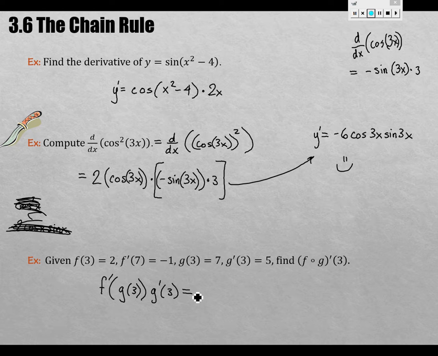Let's work this out slowly. g prime of 3 is given to us. That's wonderful. It's 5. What's g of 3? 7. Isn't that really convenient? Do you see why I was giving you this? Do we need f prime of 7? In fact, yes we do, and it's negative 1. So did you get negative 5?